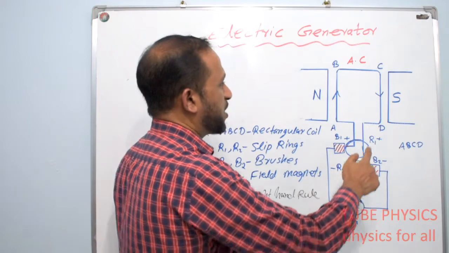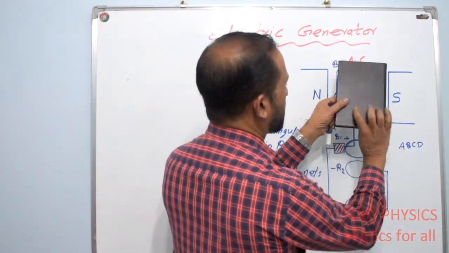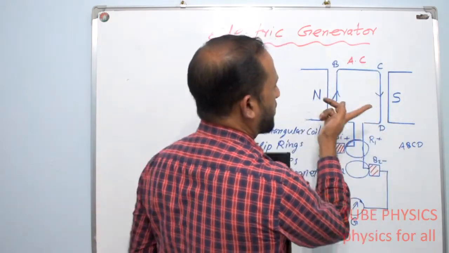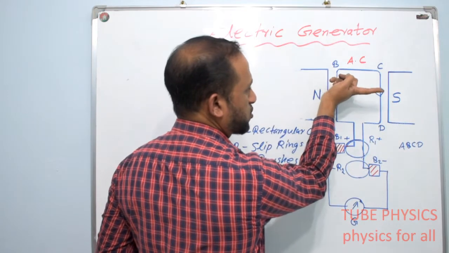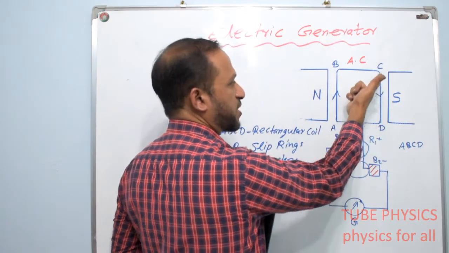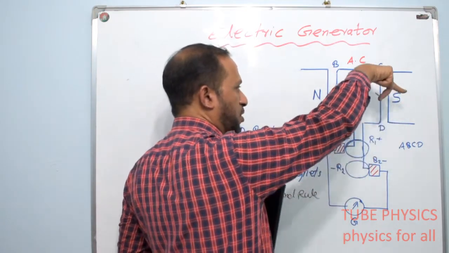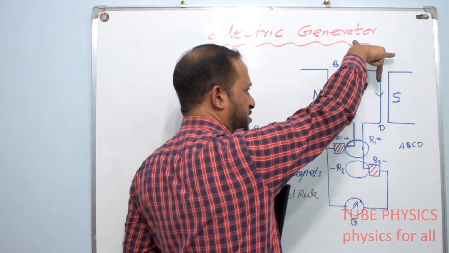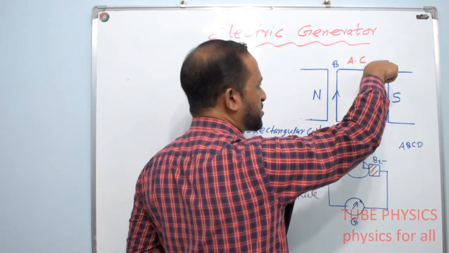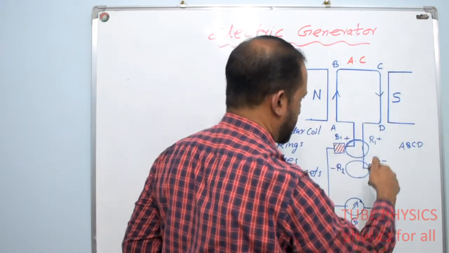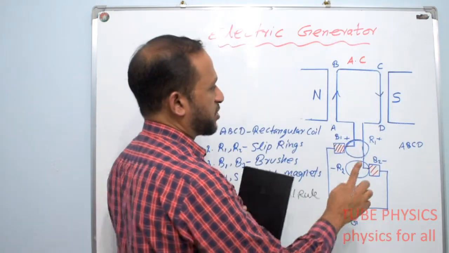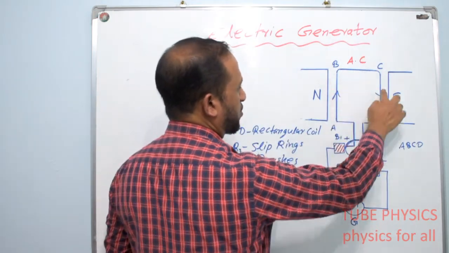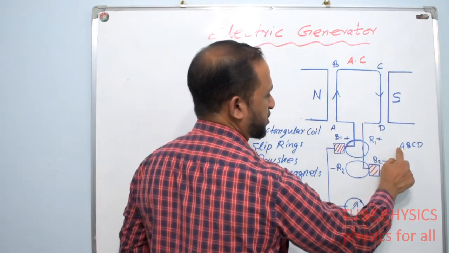At the same time, the side CD is moving into the board, but the magnetic field is in the same direction, north to south, and the direction of motion of the conductor CD is into the board. So we can see the middle finger is in the downward direction, means at the side CD current is flowing in the downward direction. Means in the first half rotation we can see through this rectangular coil current will be flowing in the direction ABCD.